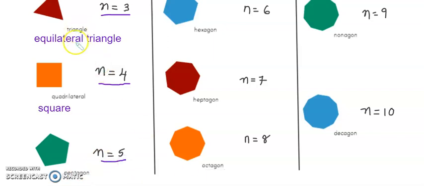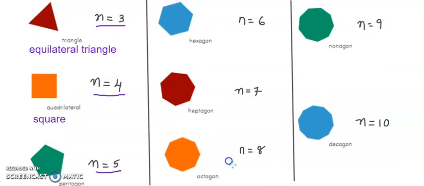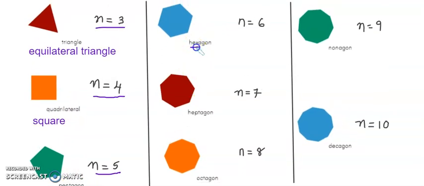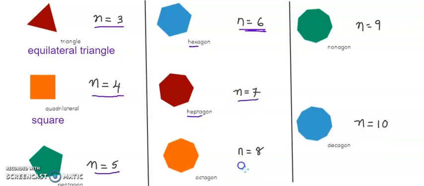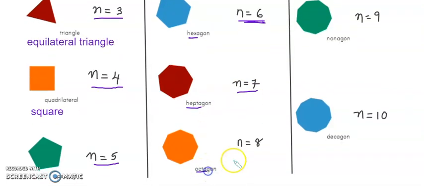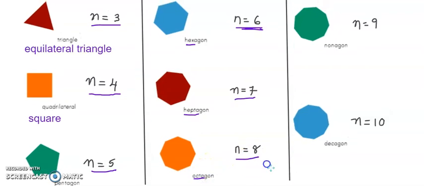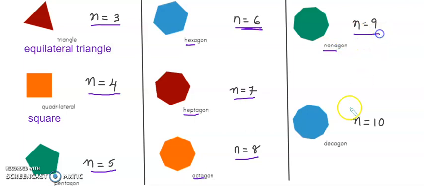Okay, tri means 3, quadra means 4, penta means 5. Next shape is hexagon. Hexa means 6, six-sided shape. Next is heptagon. Hepta means 7 sides. Octagon. Octa means 8 sides. Similarly, nonagon. Nona means 9 sides, and decagon means 10.